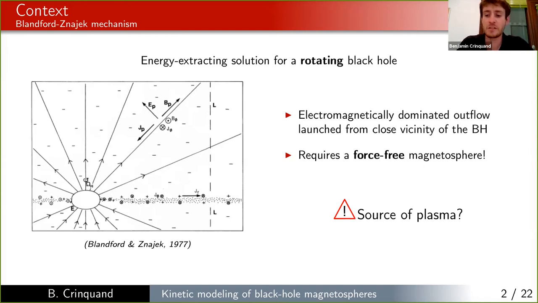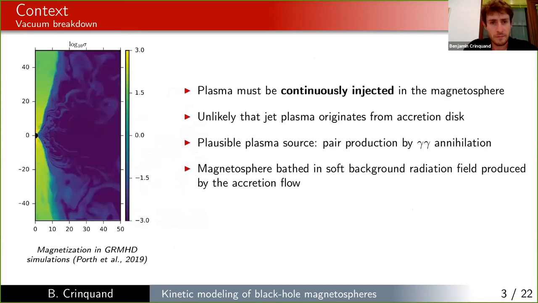In this solution, one can launch an electromagnetically dominated outflow from the closed magnetosphere, from the vicinity of the black hole. But one of the main features of this solution is that it requires the magnetosphere to be force-free. Namely, that there is plasma everywhere and in sufficient amounts so as to screen the parallel electric field in the whole magnetosphere. So this is a strong statement. And actually, the origin of this plasma is still quite unclear.